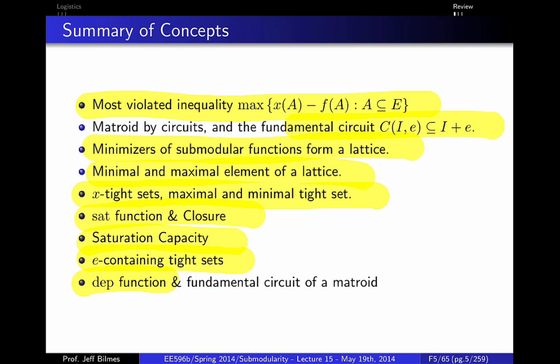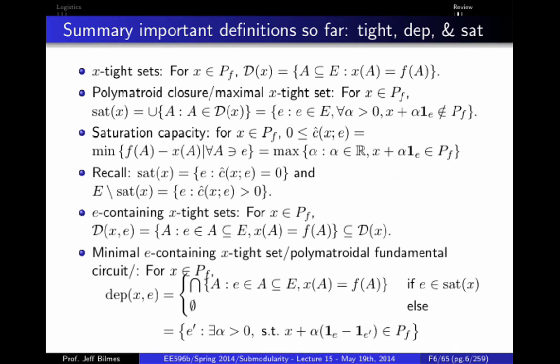And we also saw, if you remember last time, that the fundamental circuit of a matroid can be defined as a set of exchange elements. Namely, it is those elements that, if you add something and lose independence, you can remove to regain independence. That's an exchange element, and it's very similar to the depth function. And here are the more formal mathematical definitions of these things that we talked about.